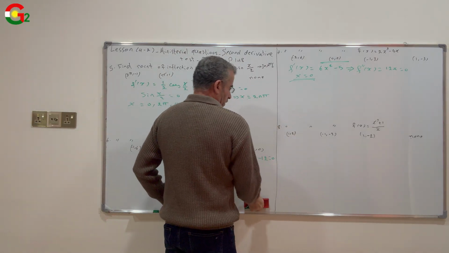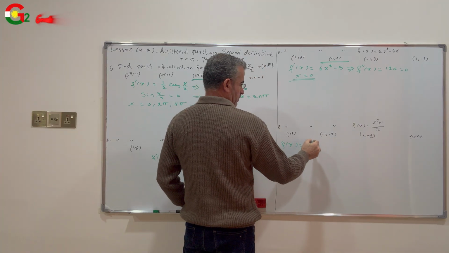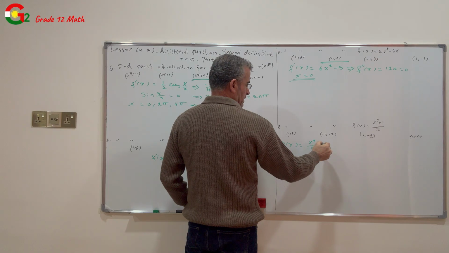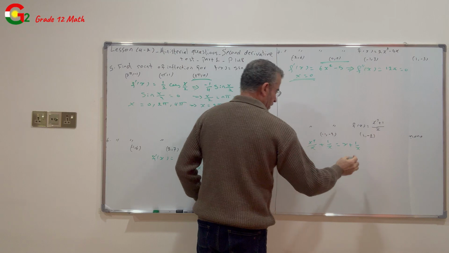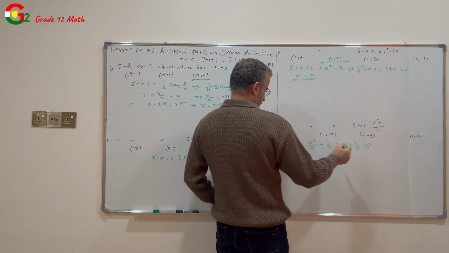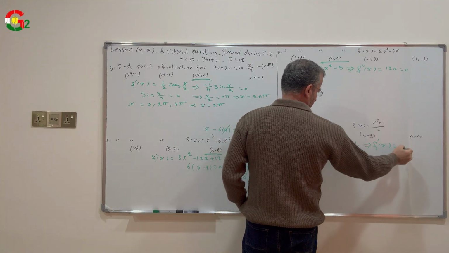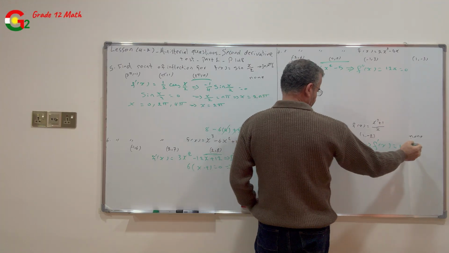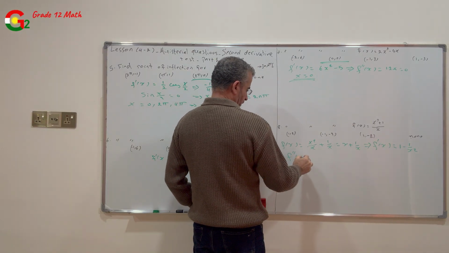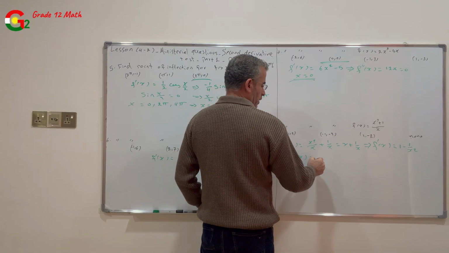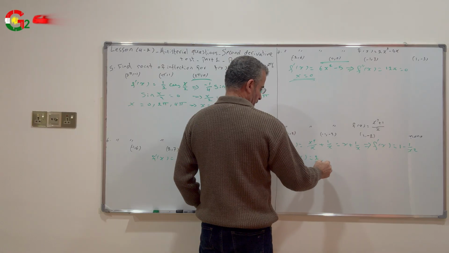Question number 8. Find the inflection point of this function. Rewrite f of x as x squared over x plus 1 over x, which equals x plus 1 over x. It is easy to find the first and second derivative. f prime of x equals 1 minus 1 over x squared. Then the second derivative, f double prime of x, equals 2 over x cubed.